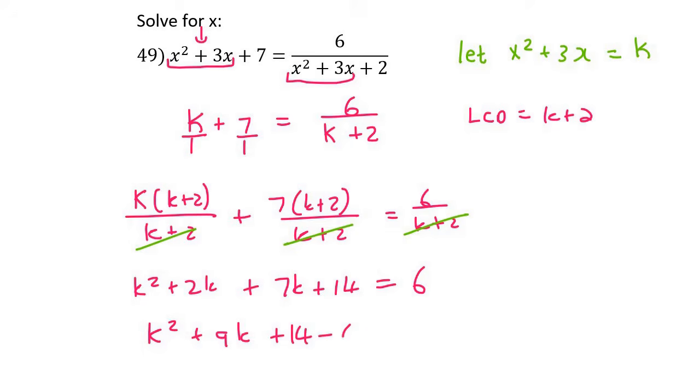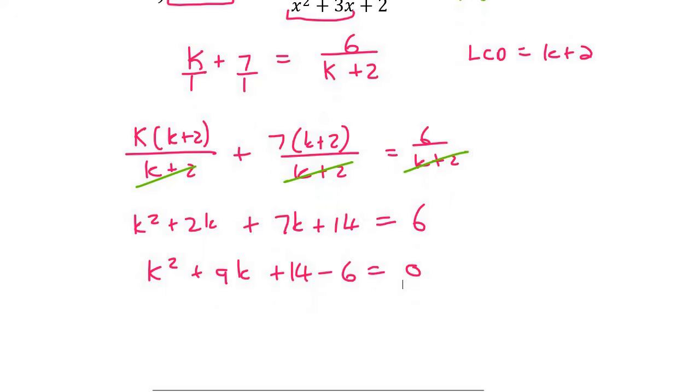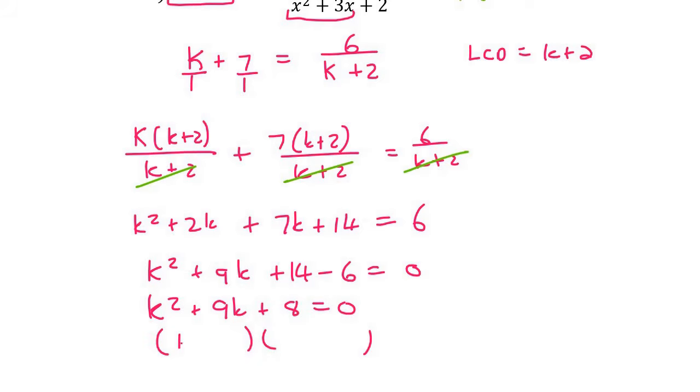So I'm going to bring this 6 over. And so that would give us k squared plus 9k plus 8. Now this can easily be factorized as k plus 8 and k plus 1. So therefore k is minus 8 and k is minus 1. But now we're not done, guys. You've just gone and found k, but you haven't yet found x.